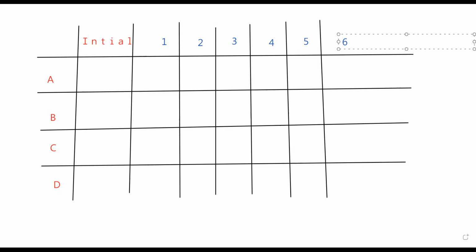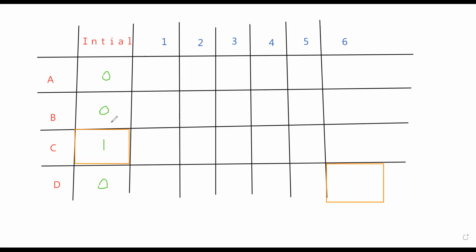Because we start from C and end at D, let's write that down. We start from here and end here. So since we start from C, only C will have the ball. All other students do not have a ball. So initially there's only C.